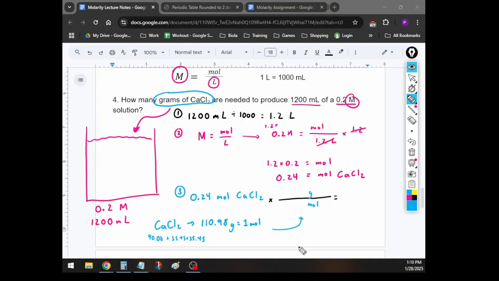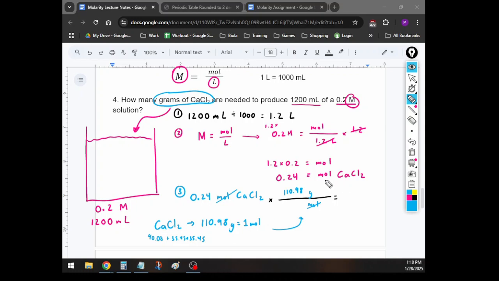All right, let's plug in our numbers. What number should go on the top? 110.98. Yeah, 110.98. Because we want to get rid of moles. If you want to get rid of something, you put it on the bottom of the fraction.